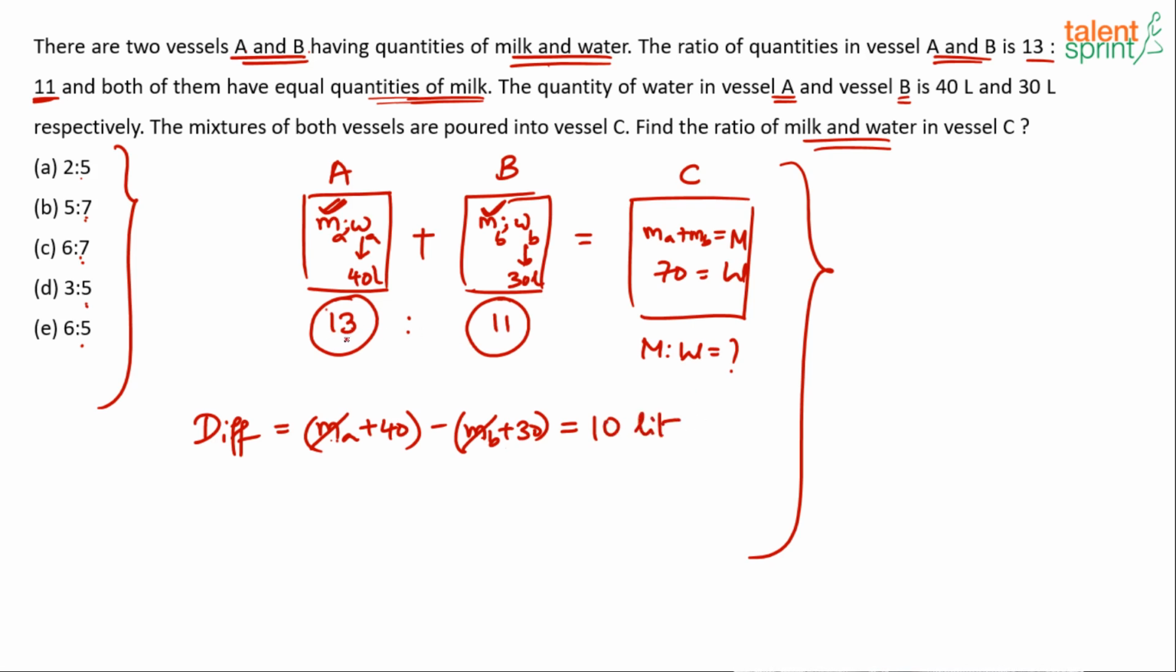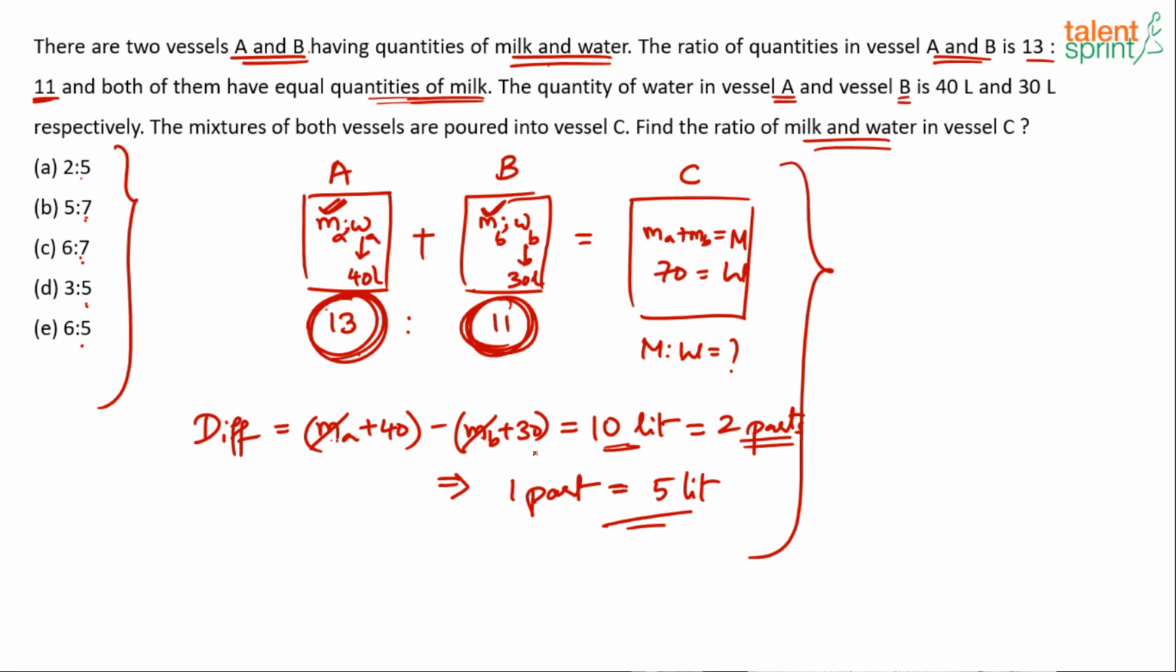But if I go by the ratio, what's the difference in these two? 2 parts. 13 parts minus 11 parts. So can I say this 10 liters is equivalent to 2 parts? Yes or no? There are 13 parts in vessel A. There are 11 parts in vessel B total. So the difference is 2 parts. So can you now conclude that each part, see, this is the whole idea, right? I should always try to figure out what is one part equivalent to. I now know that one part is equivalent to 5 liters. That's it. There ends the matter.